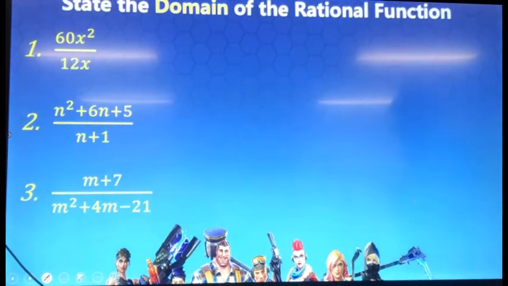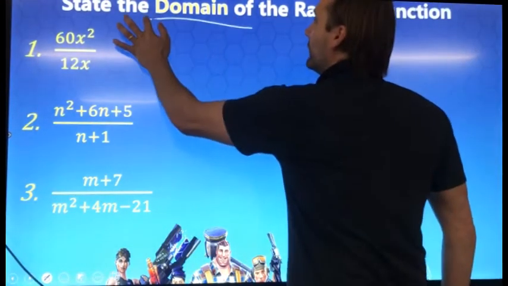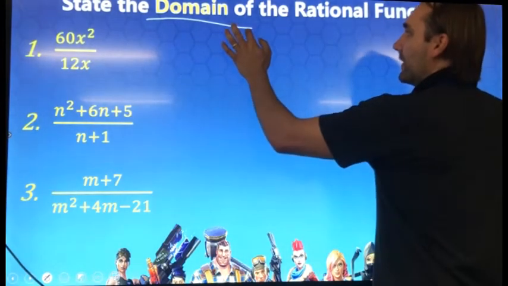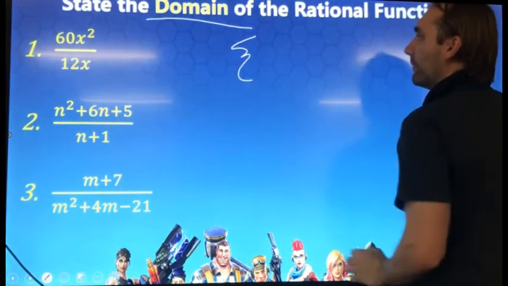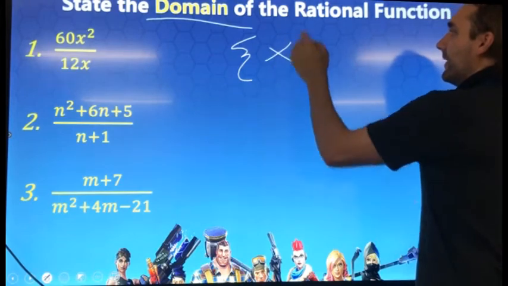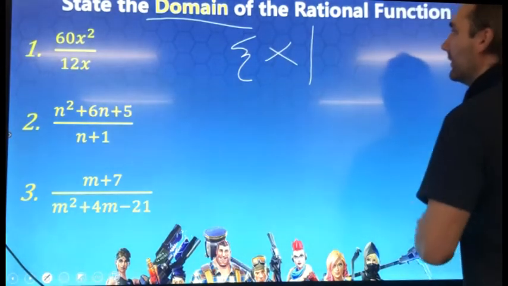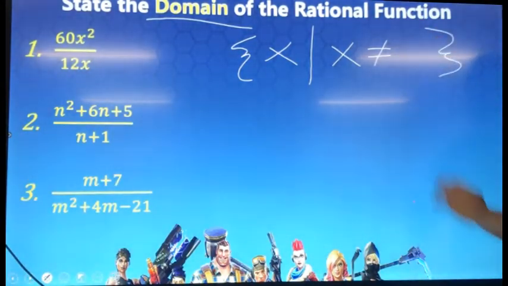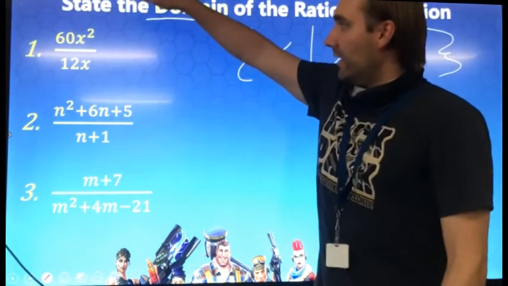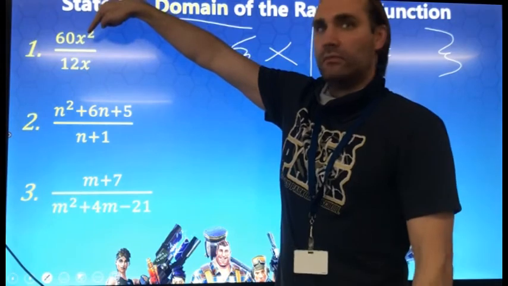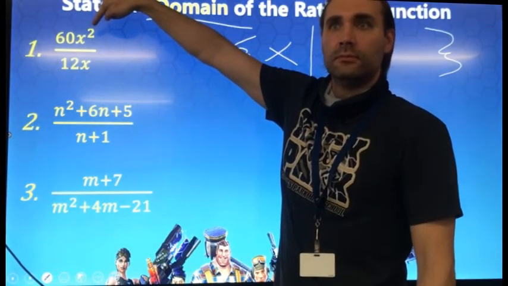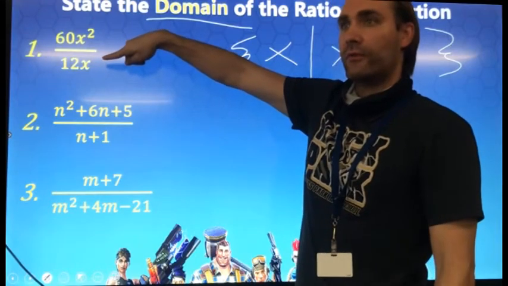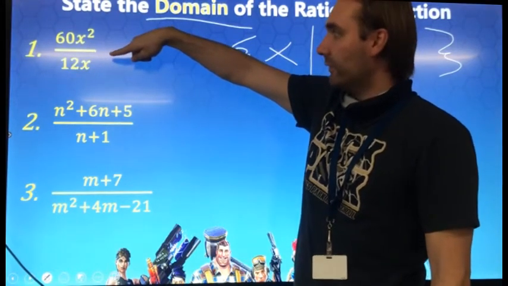All right, number 1. My goal here is to find the domain, which we're going to start off writing in set builder notation, which looks like this. I have braces. I'm talking about the domain, so I'm talking about all x values to where x cannot equal what? Am I concerned at the top at all? No. It's the bottom where fractions have a problem, right?